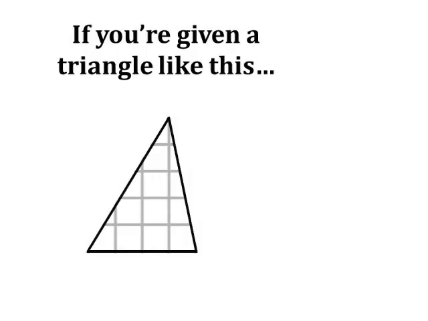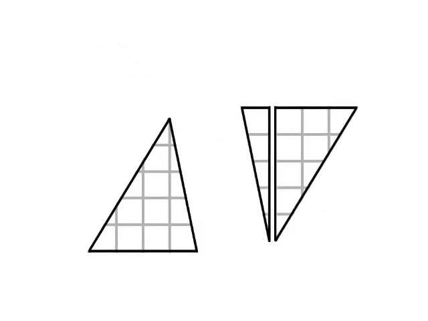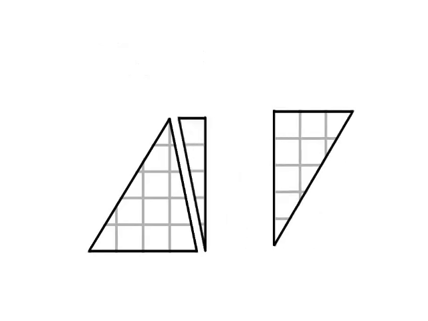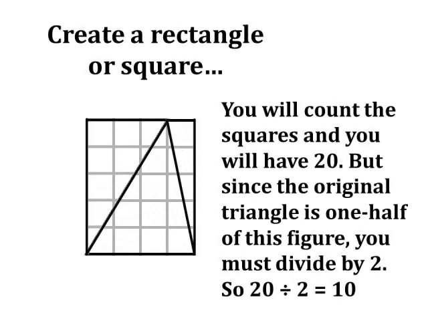If you're given a triangle like this, you can do this. Doblehin natin ulit yung triangle, but we cut the second triangle vertically. Tapos, itaob natin yung dalawang piraso sa original triangle. And we can count the square units. And we will have 20. But since dinoble lang natin yung triangle kanina, and the original triangle is just 1/2 of the figure, then we must divide the final count by 2. So 20 divided by 2 equals 10. So the area is 10.